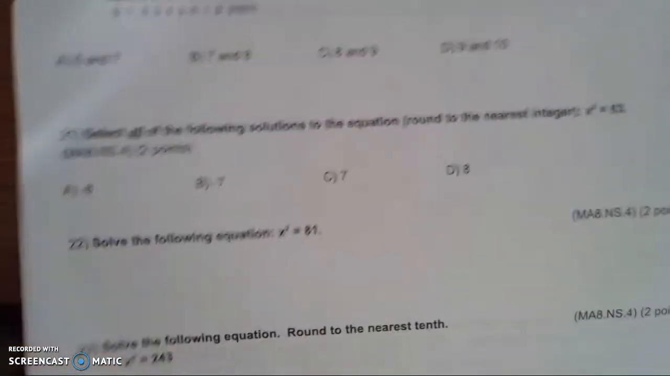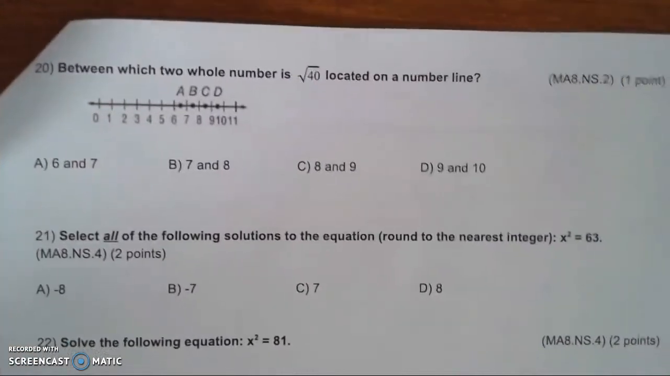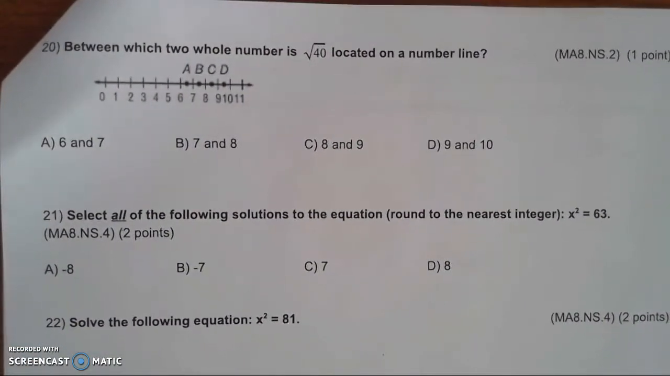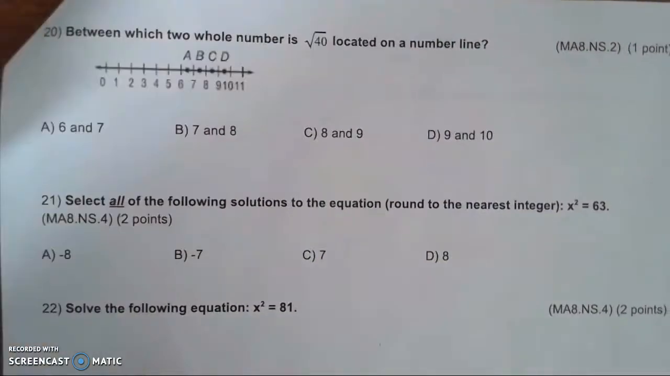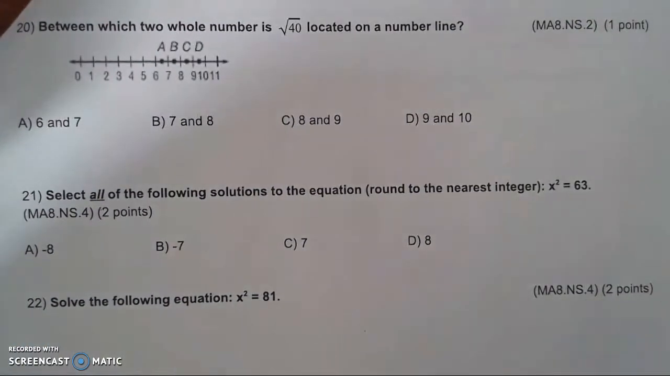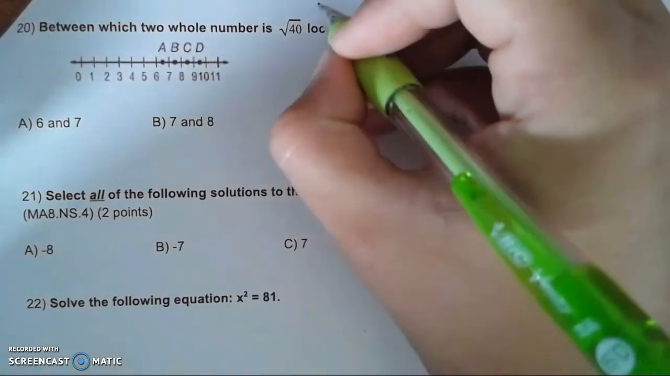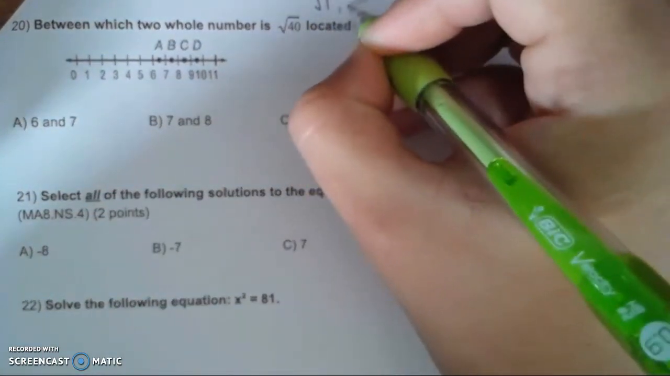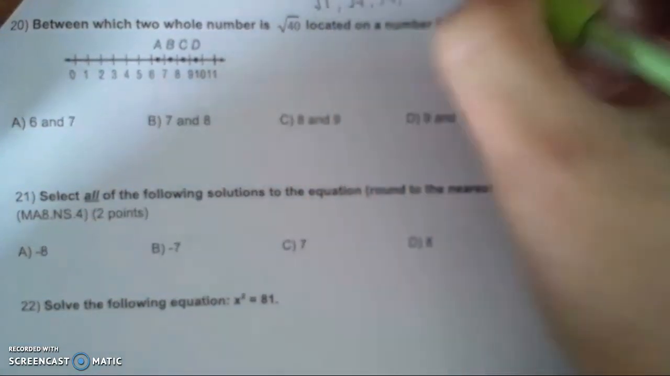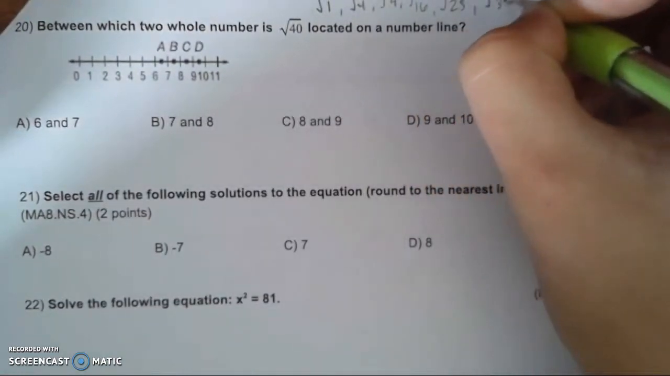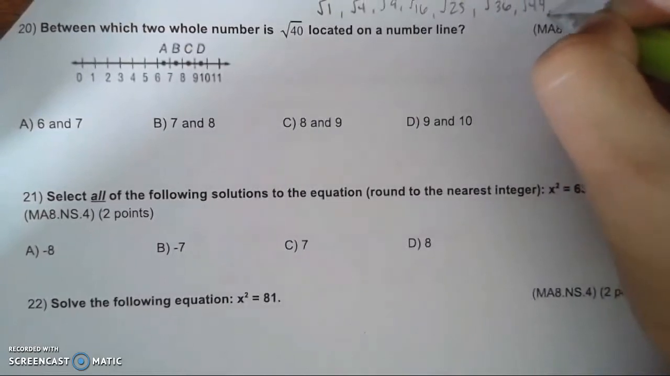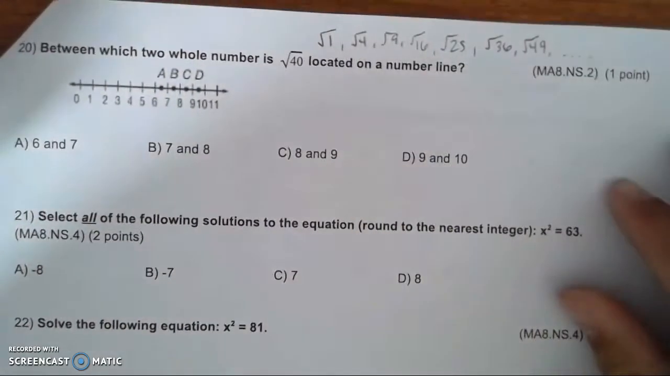All right, and the last page here. So between which two whole numbers is the square root of 40 located? So think of your perfect squares. I can even list them up here: square root of 1, square root of 4, 9, 16, 25, 36, 49. And I could keep going, but I could stop there.